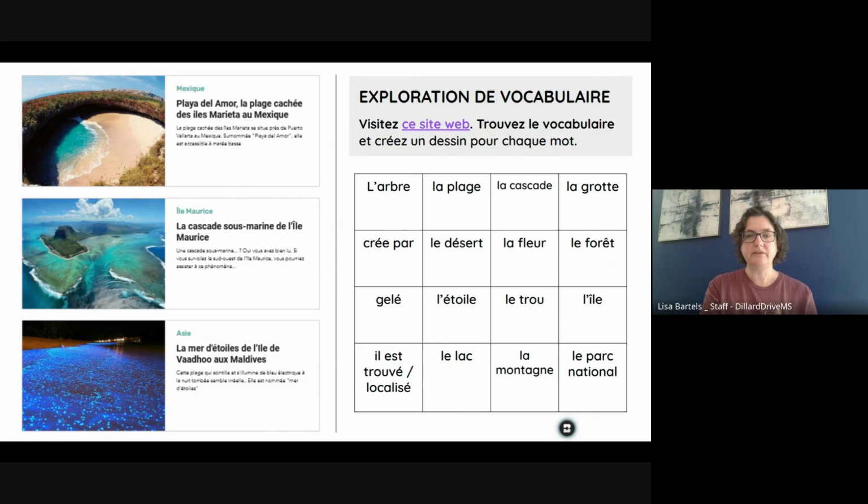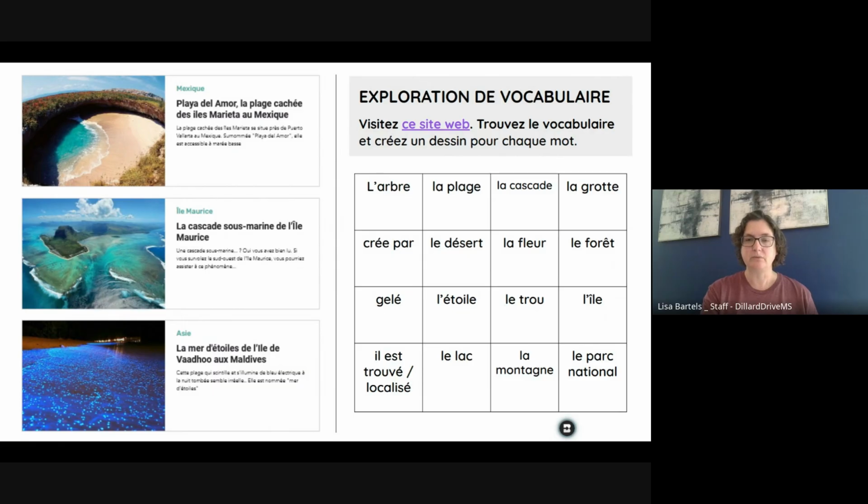What's great about this is that it's very accessible, even for beginning students. They can figure out what the vocabulary, what the site is about from the images. They've seen these listicle formats before, and so they can figure that out as well. And you can use it to introduce vocabulary. So this is an activity that I would give my French students to introduce vocabulary for natural features.